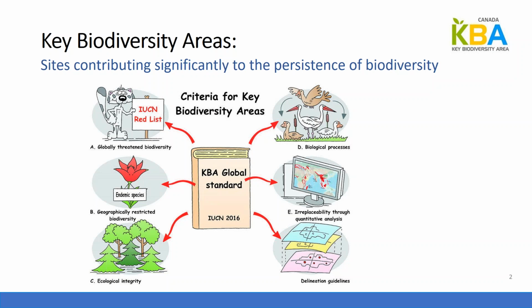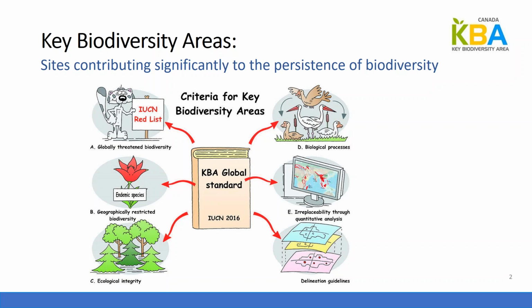So the basic definition of a key biodiversity area at the global scale is that they're sites contributing significantly to the persistence of biodiversity. And there's a number of different biodiversity elements that can be captured by the key biodiversity area tool. And you see them listed here, A through E. And what we're focusing mostly on today, as Stephen said, are found in criterion A and criterion B, and each of these criteria has multiple sub-criteria.